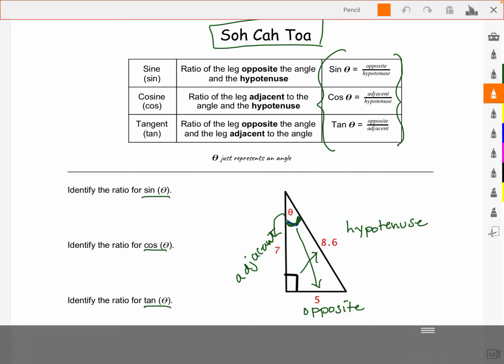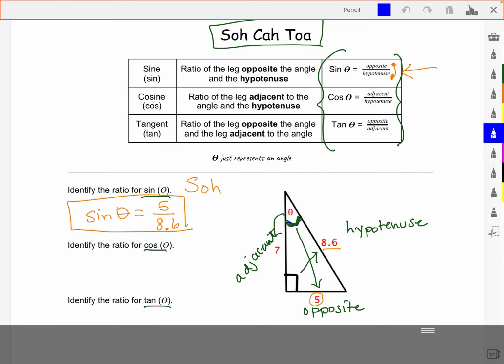All right, so identify the ratio for sine. So sine, I'm going to use SO from SOHCAHTOA. All right, so I'm going to write this ratio, sine of theta, and I'm using this right here as my guide, equals, and then my ratio is opposite over hypotenuse. Well, which side did I say the opposite was? 5. Over the hypotenuse is 8.6. That is my ratio. And you read it, sine of theta equals 5 over 8.6.